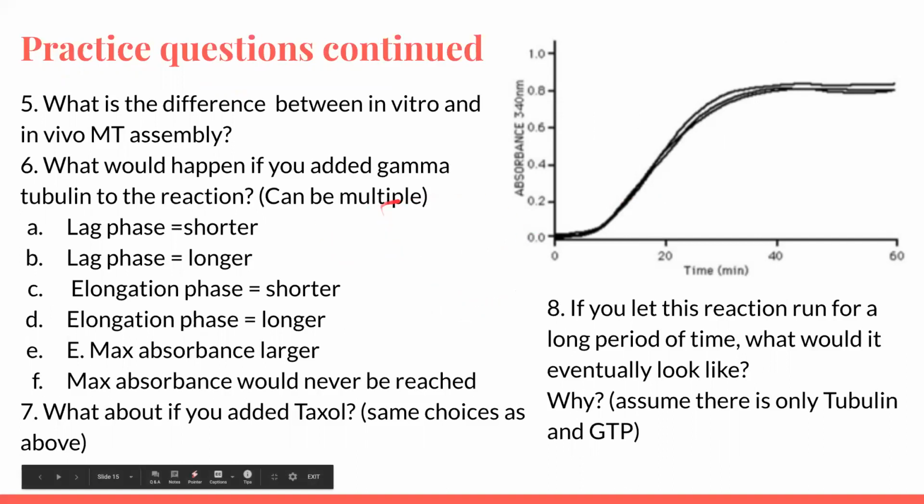Okay. So most of these questions use this graph. But first, we talked about this a little bit. What is the difference between in vitro and in vivo? Not the definition, but what's specific about each type. Remember, we said in vitro was in a petri dish, and in vivo is in a cell.